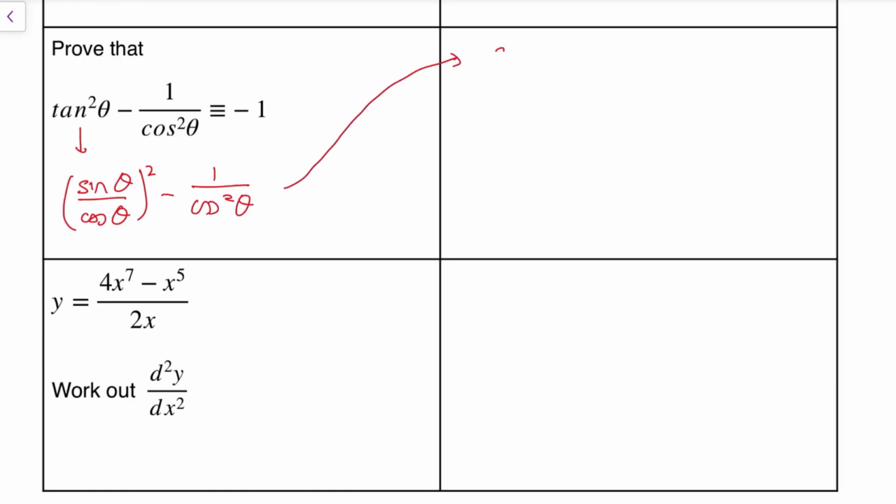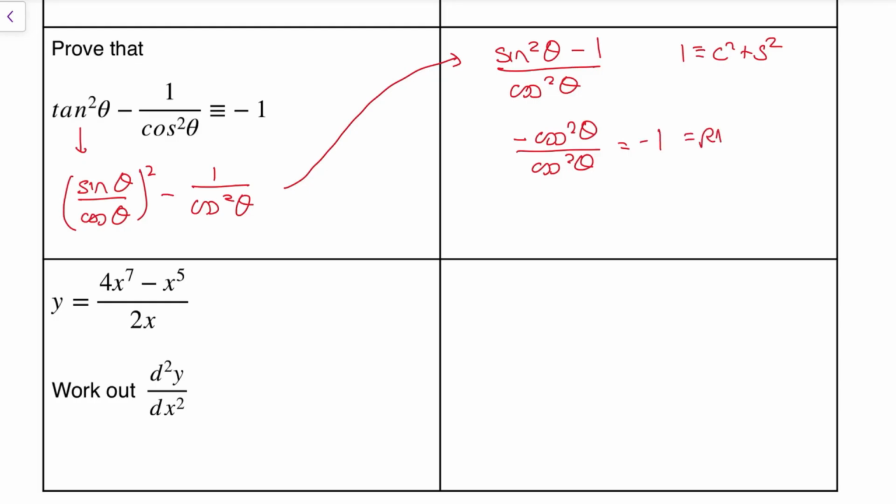Then what I'm going to do is clearly show this is the same as sine squared theta minus 1 over cos squared theta, because the denominators are the same. Sine squared minus 1. Now, because it's a proof question, I might just write over here that 1 is equal to cos squared plus sine squared. Just shows I know what I'm doing, which means that sine squared minus 1, well, 1 minus sine squared is cos squared, so sine squared minus 1 must be minus cos squared theta over cos squared theta. And that is equal to minus 1, which is equal to the right-hand side, and so therefore proven. Lots of steps, clearly showing what I'm doing, and I've written down my identity as well.